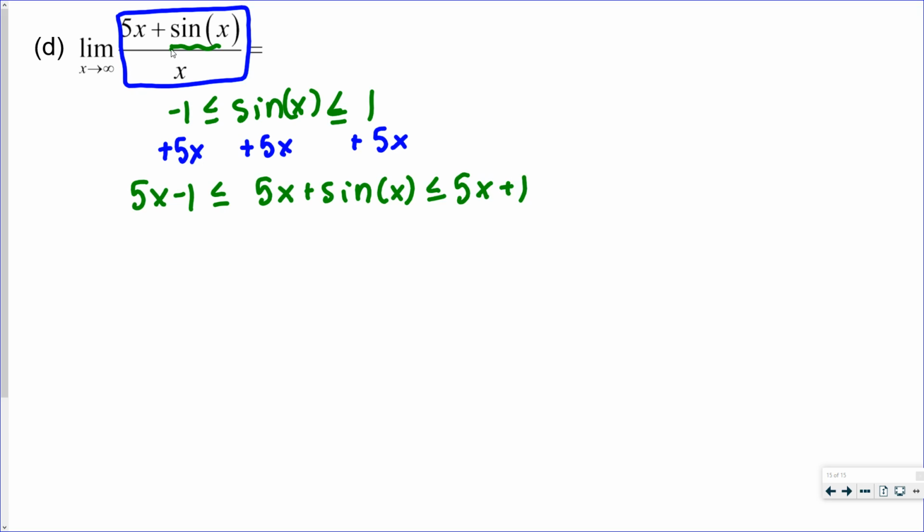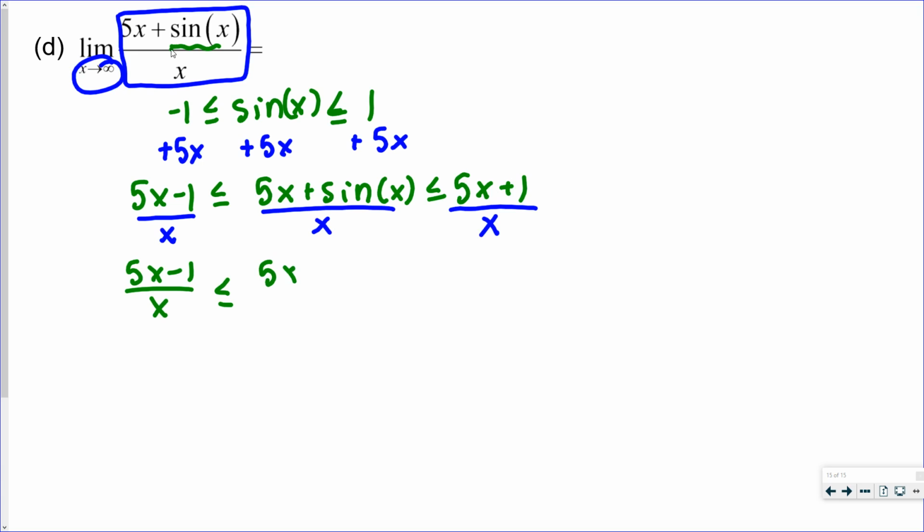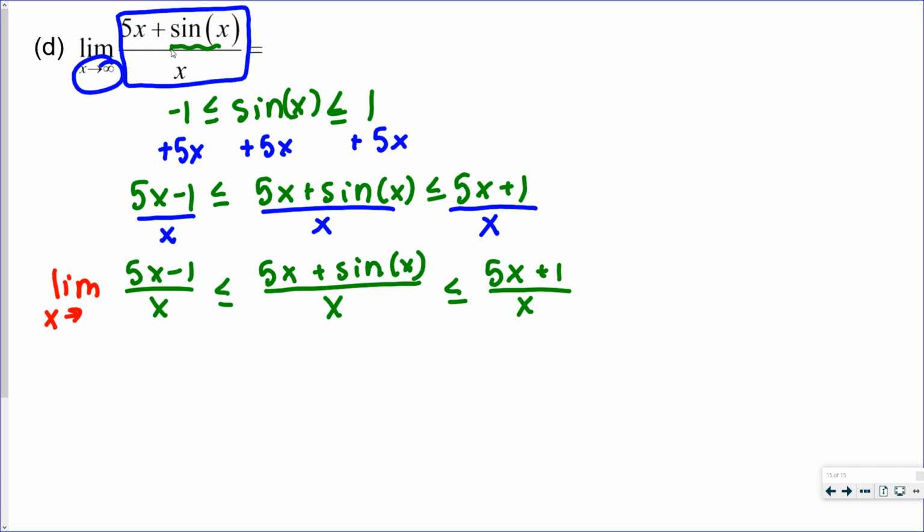Then I can divide everything by x. Again, this is okay because we're looking as x approaches positive infinity, so you know x can't be 0. And I get 5x minus 1 over x is less than or equal to 5x plus sine of x over x. So that's what we wanted. Less than or equal to 5x plus 1 over x. All right, now instead of writing this back out, I'm just going to take the limit of everything.